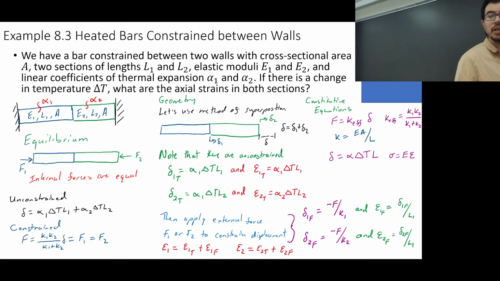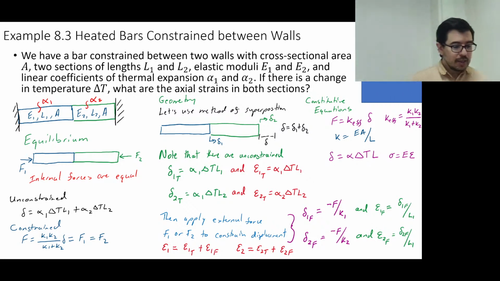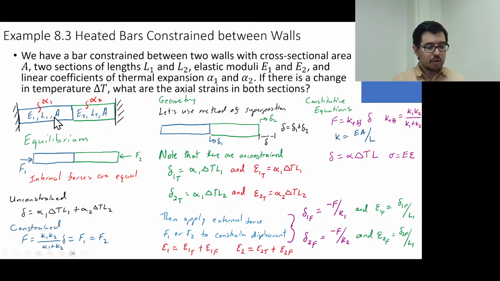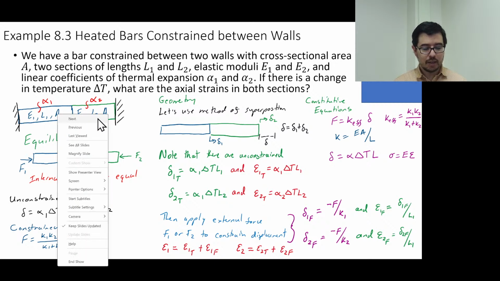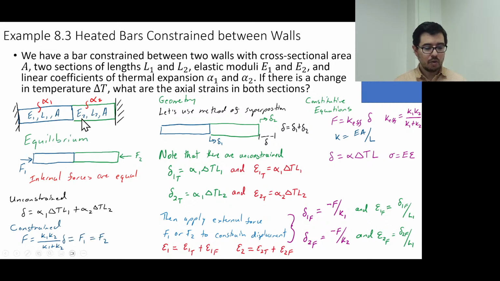So here, and this is kind of like the last thing you want to know how to do before Monday. I've got one section with an elastic modulus E1, length L1, and cross-sectional area A, and I've got another with E2, L2, and the cross-sectional area A. I've got one section with alpha 1, and the other section with alpha 2.